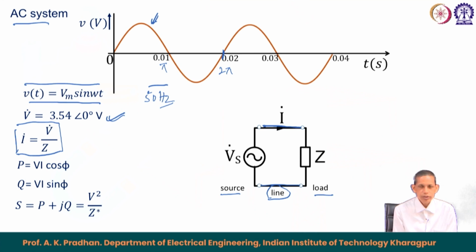The real power P is expressed as V I cos phi, where cos phi is the power factor, active power upon the apparent power, and phi is the angle between voltage and current. The reactive power Q is V I sin phi with unit of var, and the complex power S equals P plus j Q, which equals I square Z or V square by Z conjugate, and so on.